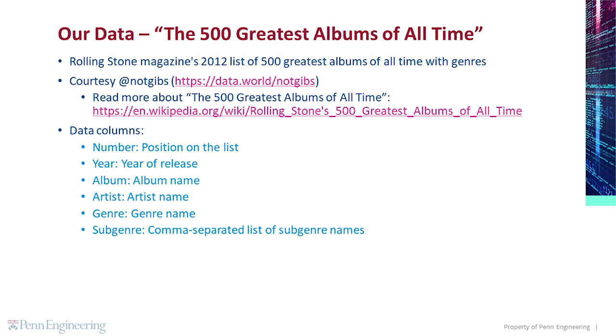Number, which is the position of the album on the list. Year, which is the year of release. Album, which is the name of the album. Artist, which is the name of the artist. Genre, which is the genre name. And subgenre, which is a comma-separated list of subgenre names.